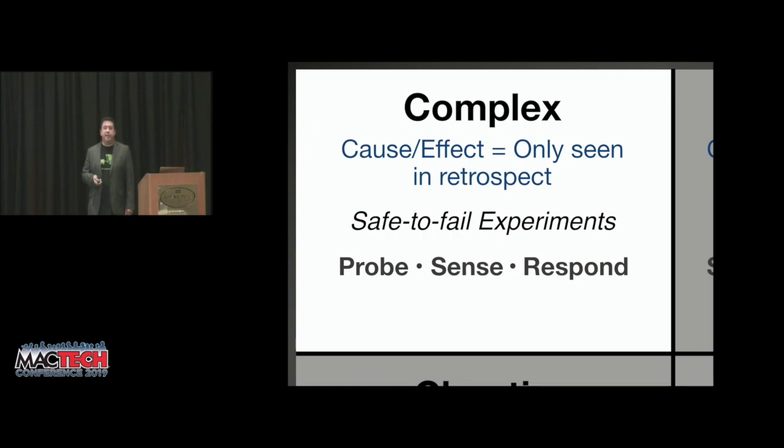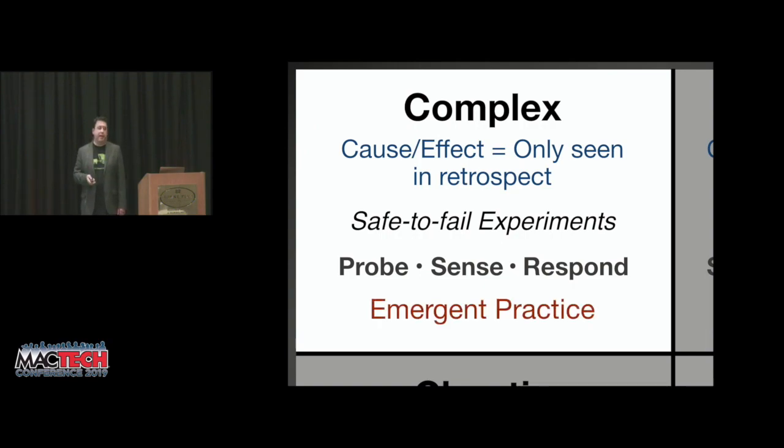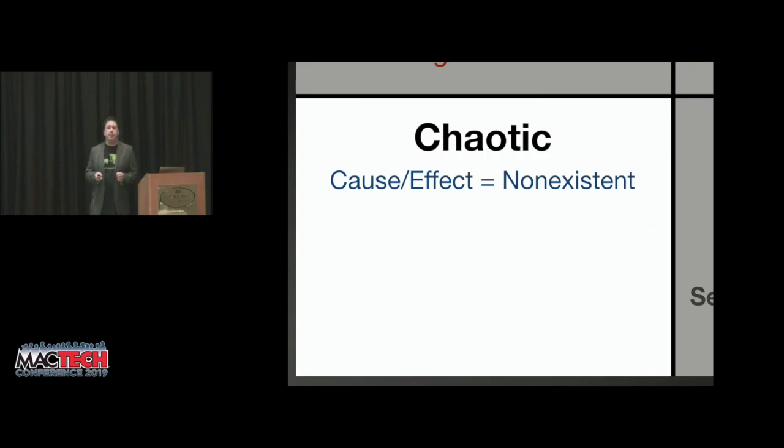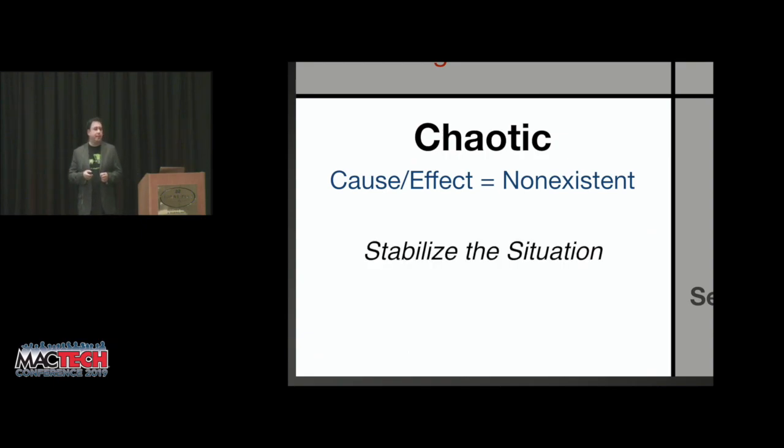You could say that complex problems are fixed by applying emergent practice, because the solution emerges in hindsight. Good and best practices don't apply here because we can't predict the effect those practices might have. Problems that fit in the chaotic domain don't have a discernible relationship between cause and effect. It's non-existent. Chaotic problems are short-lived, where the only goal is to stabilize the situation.